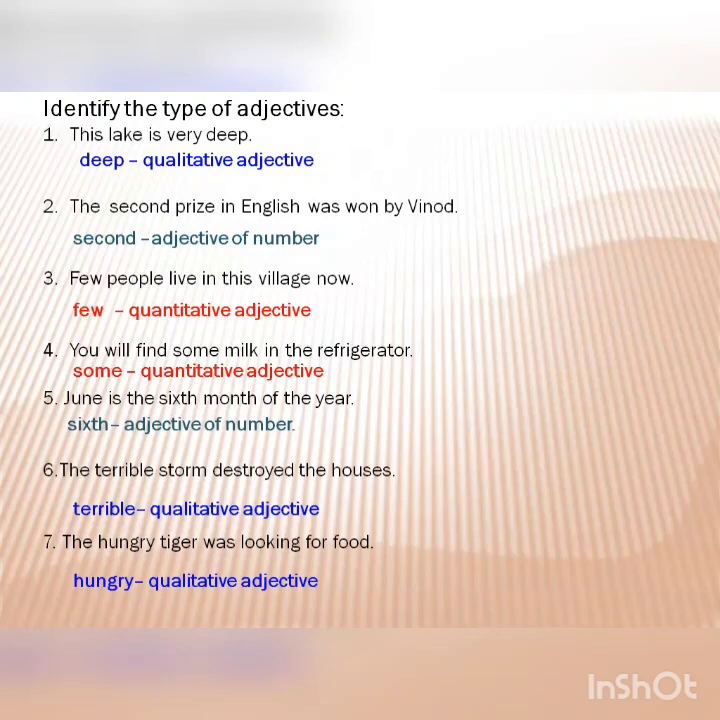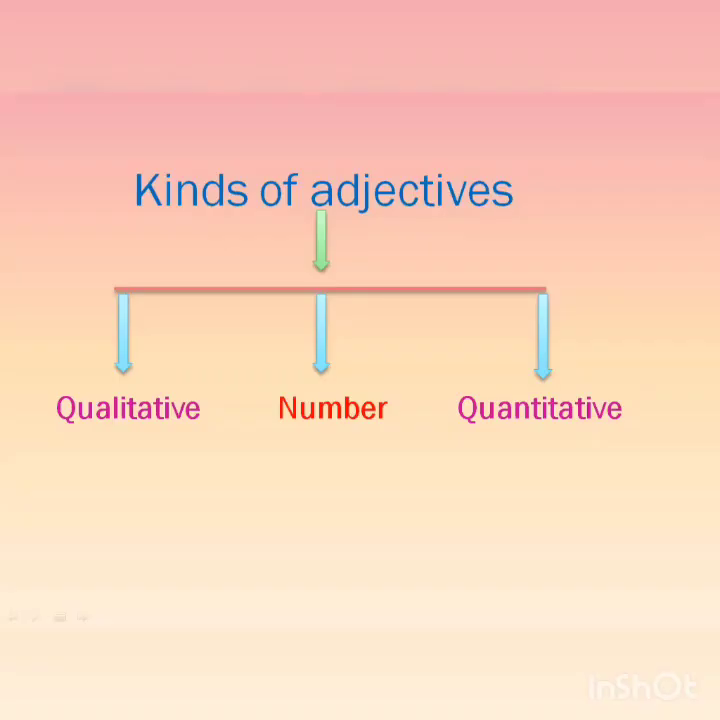Wonderful, children. So, I hope you have understood the session. We studied the 3 kinds of adjectives. So, in our lesson, adjective, degrees of comparison and kinds, we have already done the degrees, that is positive, comparative and superlative, and today we did the 3 kinds of adjectives, that is qualitative, numeral or number, and quantitative.